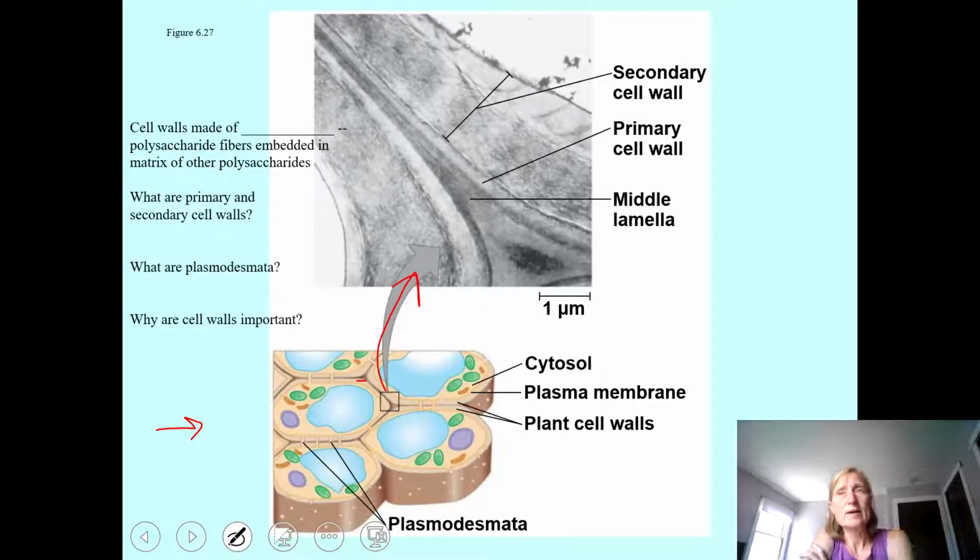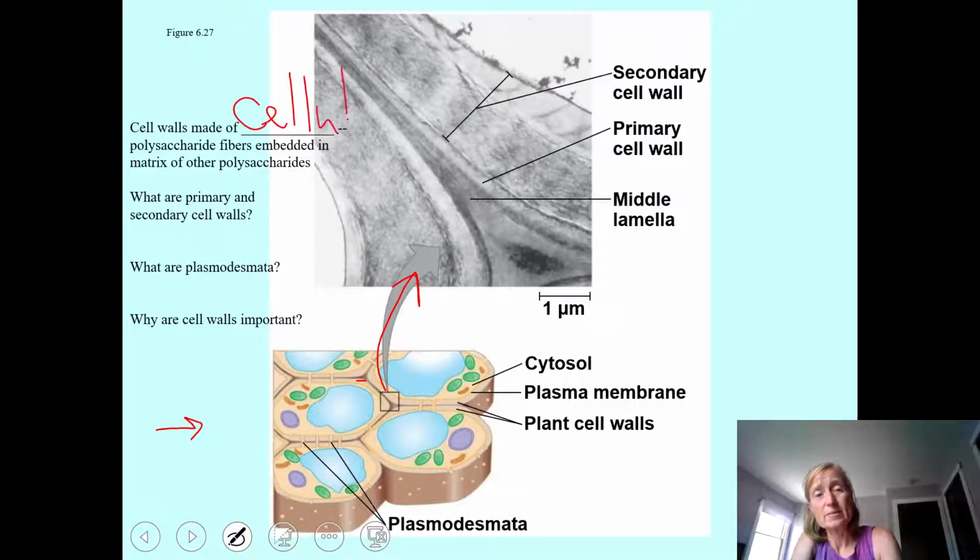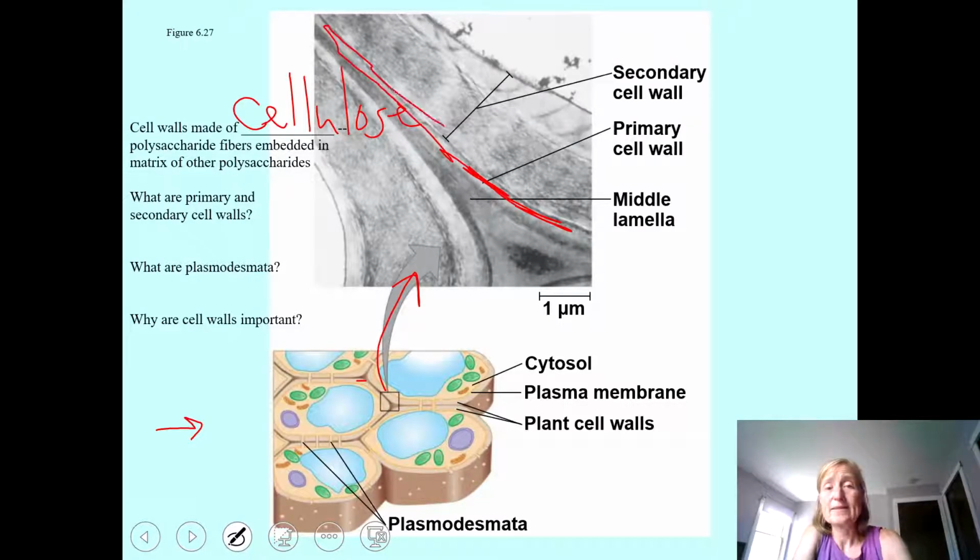And the cell walls are made up of fibers that are polysaccharides. And the primary polysaccharide, we're going back to Chapter 5, is cellulose. Cellulose makes up the primary structure of cell walls. All right. So when a plant grows, it first lays down a primary cell wall, and the primary cell wall is thin and pretty flexible. Okay. Then the second thing it lays down is a much thicker, rigid secondary cell wall.